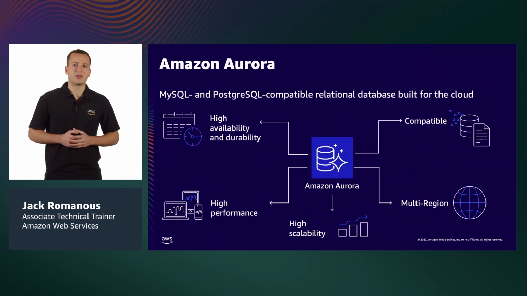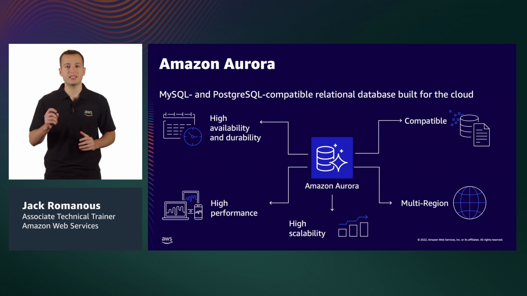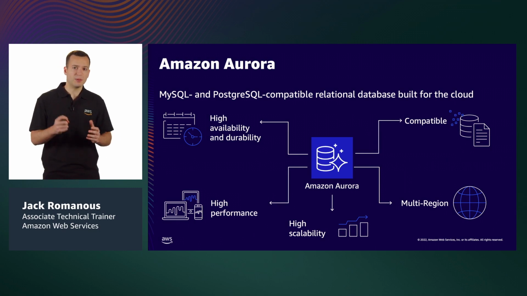We've also got Amazon Aurora, which is a MySQL and Postgres compatible relational database built for the cloud. It combines the performance and availability of high-end commercial databases with the simplicity and cost-effectiveness of open source databases. Aurora is built for high availability and durability. It's also built for high performance and scalability, whilst providing multi-regional capabilities.